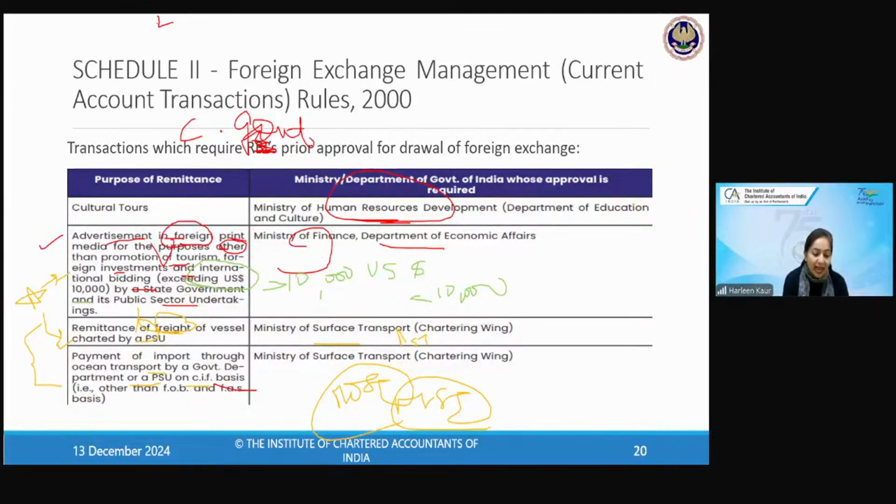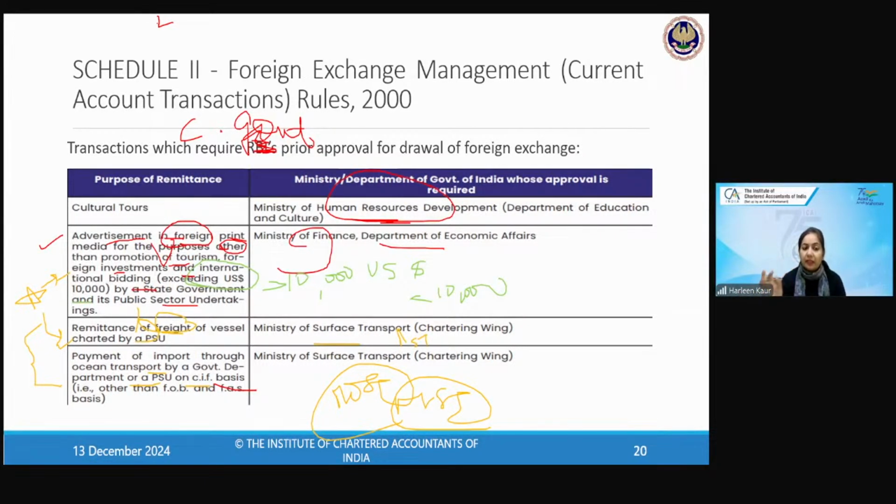CIF is cost insurance freight. Other than on FOB and FAS. FOB is free on board, so you are not paying freight over there. So if it is FOB, then no approval is required. If it is FAS, then no approval is required. But if it is on CIF basis, yes, ma'am, then approval is required. Simple. So both the points are related.